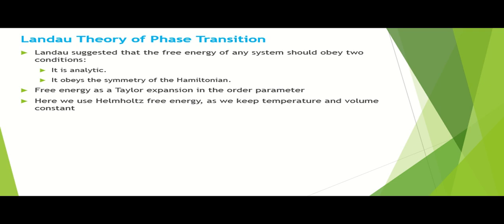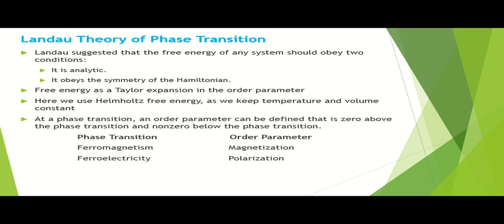So it depends on what type of process you are dealing with. Based on that, you have to choose whether you are using Gibbs free energy or Helmholtz free energy to characterize the process. So at phase transition, let's talk about the order parameter here. The order parameter can be defined such that it is 0 above the phase transition and non-zero below the phase transition. So the order parameter will be 0 before the phase transition, and then it will take some value after the phase transition.